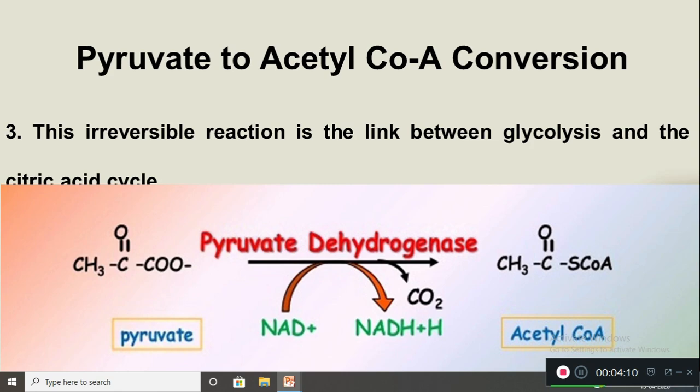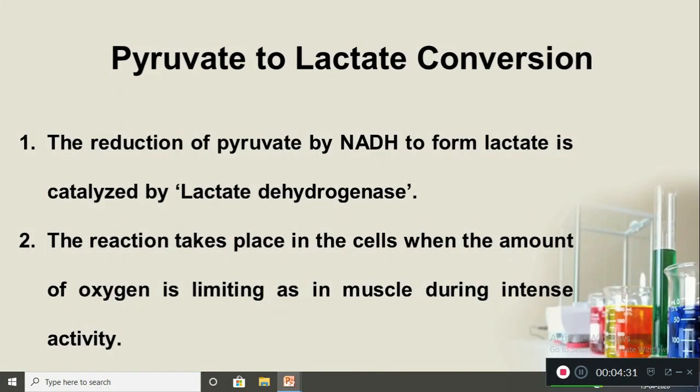This reaction is the link between glycolysis and the citric acid cycle. What is the link between glycolysis and the citric acid cycle? The conversion of pyruvate into acetyl CoA is the linkage. Now come to the next thing: how pyruvate is converted into lactate by the reduction process. By reduction, pyruvate is converted into lactate with the help of the enzyme lactate dehydrogenase.